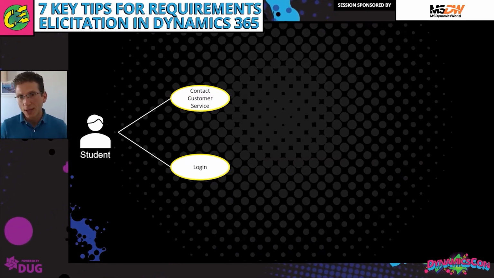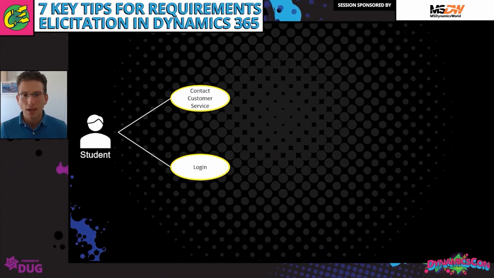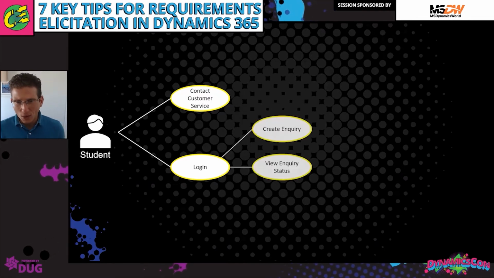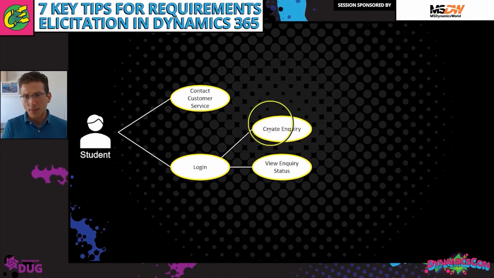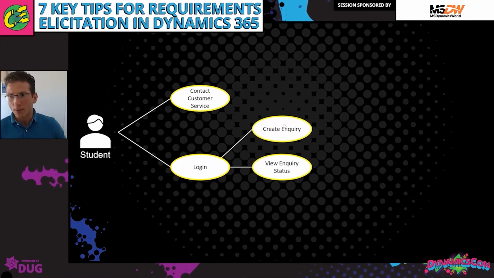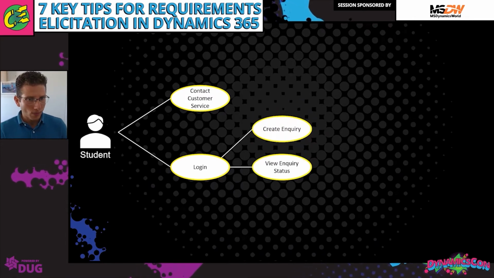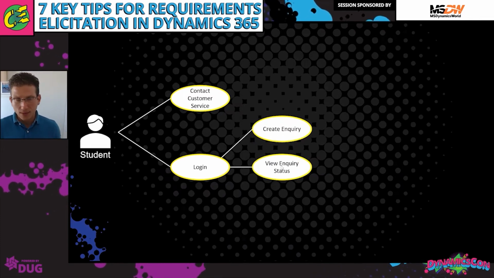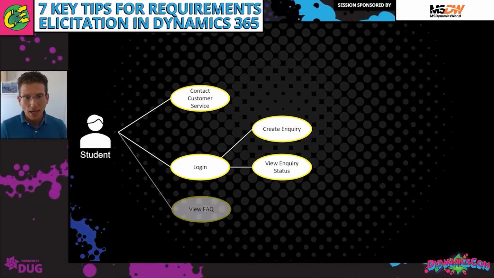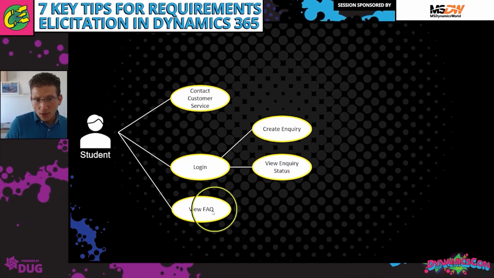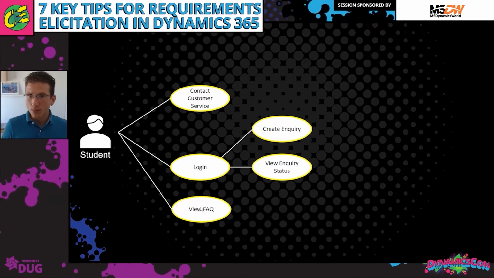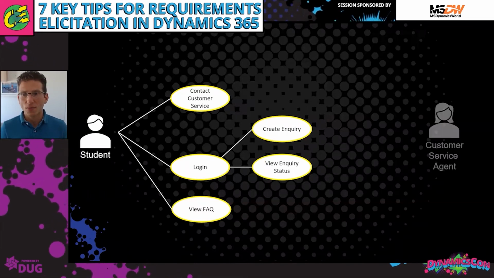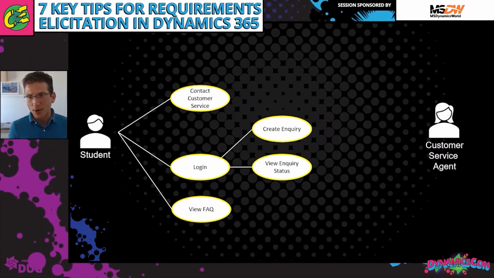So effectively, I'm doing that use case diagram with them, with my client, right? And then what else can the student do? Well, they can log in, and then they can create inquiry, right? One of the stakeholders told me they can create inquiry, they can view inquiry statuses. So I continued drafting the diagram. They can also view FAQ without logging into the portal. Okay, great, I note that down here. Okay, they can view FAQ. Perfect. What else? Right? What's happening?